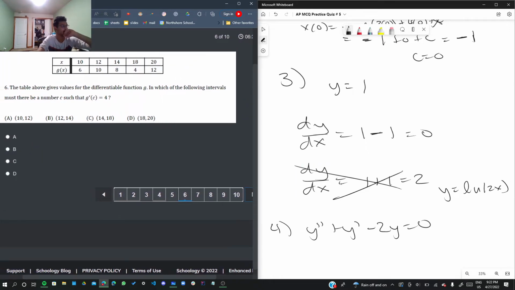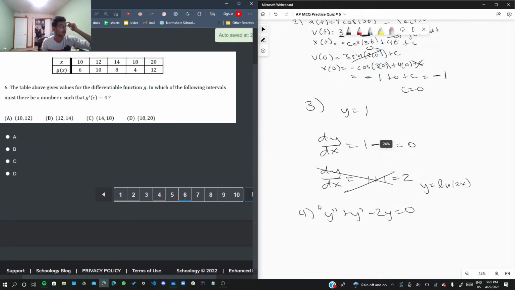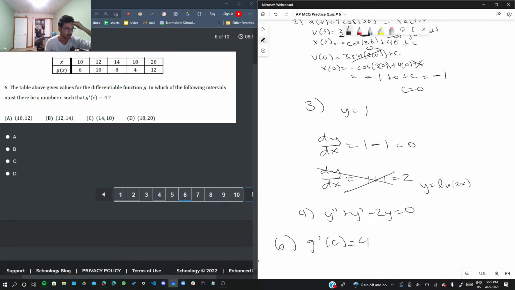6. The table. Okay. So in which of the following intervals must there be a number c such that g prime of c is equal to 4? So automatically they're using c, and there's a very purposeful reason why they're using c. Because this is IROC, right? Instantaneous rate of change, right? But whenever they have c, that means they're probably going to use A and B. And what they're trying to use here is average rate of change. So they're just taking a slope between 2 points.